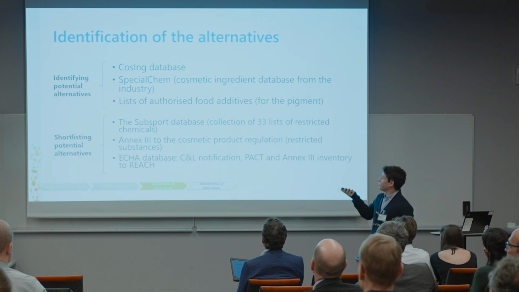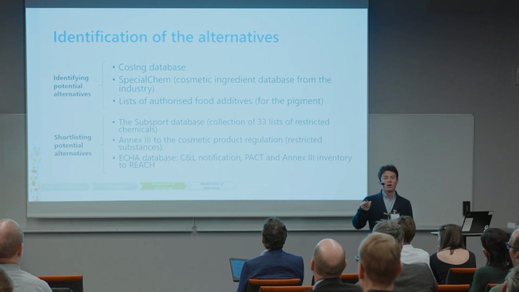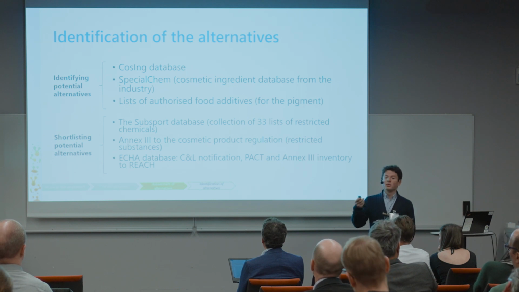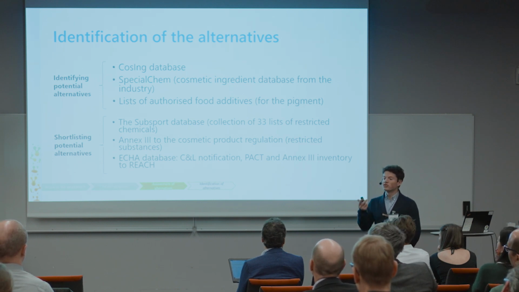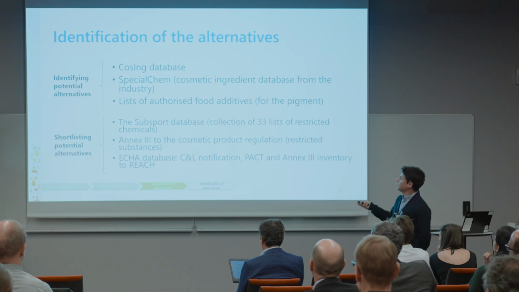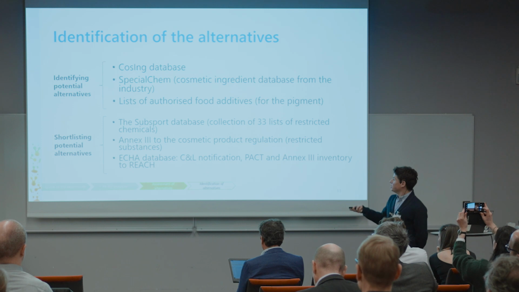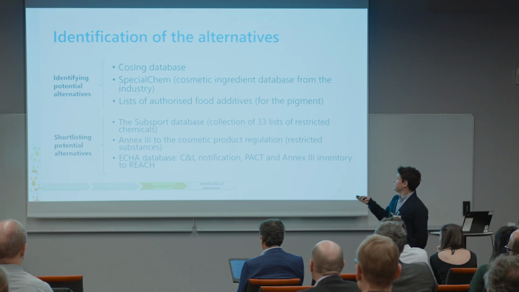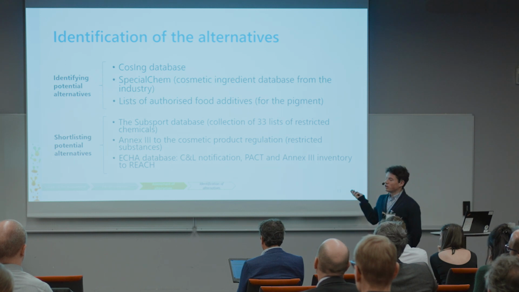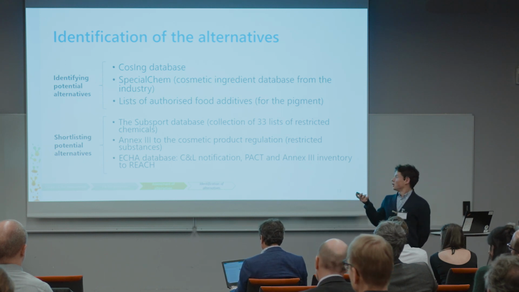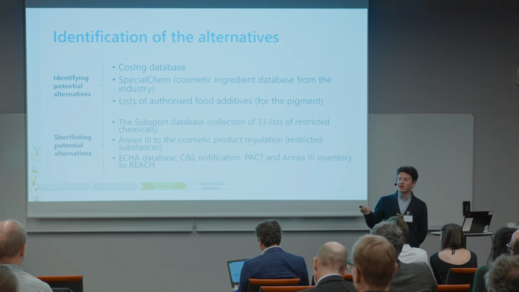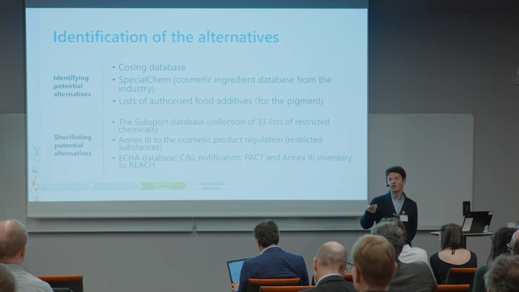So we used the SUBSPORT database, which is a collection of around 30 lists of chemicals that are restricted either by the industry, the NGOs, or by the authorities. We also screened out substances that are in Annex 3 of the Cosmetic Product Regulation, which are substances that are restricted in cosmetics. And we also screened out substances that are listed in the Annex 3 inventory of REACH, also based on the classification and labeling notification that has been received by ECHA for those substances. And we ended up with 5 or 6 potential alternatives per case study after this screening.